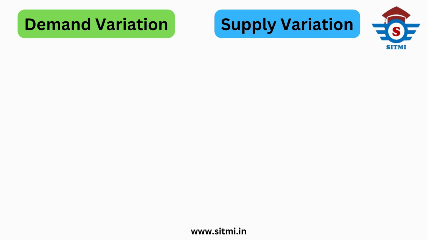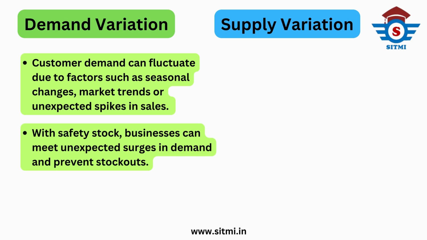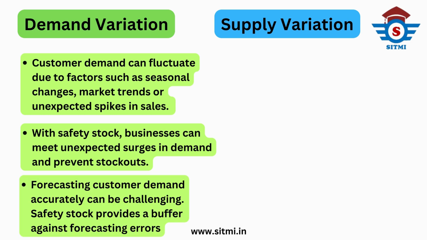First, understand the demand variation. Safety stock helps to mitigate the risk of demand variation because we know that customer demand can fluctuate due to many factors like seasonal changes, market trends, or even an unexpected spike in sales requirements. That's why by having a safety stock, businesses can meet unexpected surges or spikes in demand and prevent stockouts.